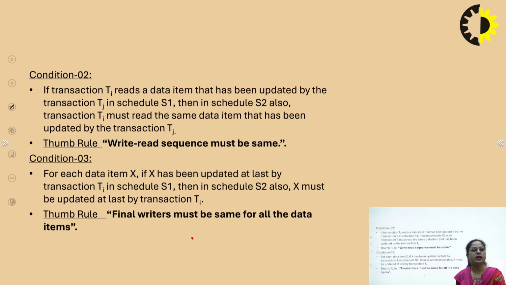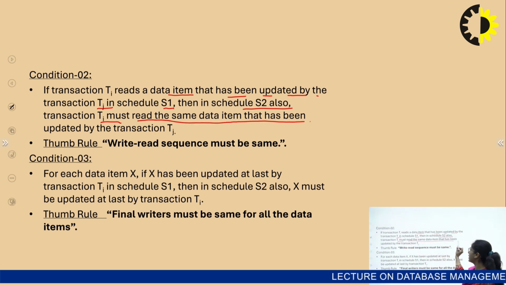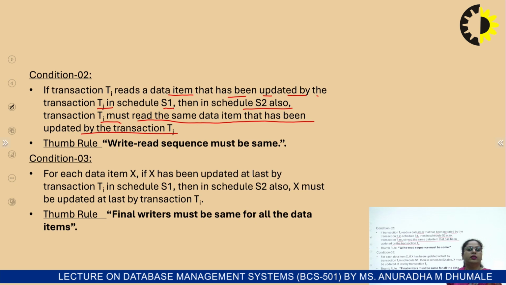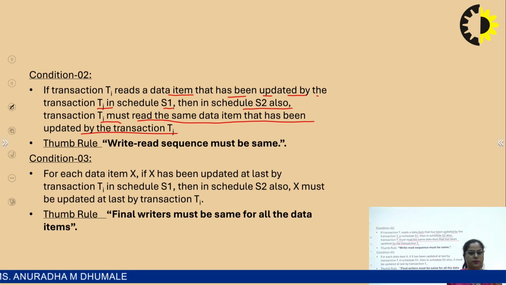The second condition is that the write-read sequence must be the same. If transaction Ti reads a data item that has been updated by transaction Tj in schedule S1, then in schedule S2 also, transaction Ti must read the same data item updated by transaction Tj. The transaction which is updating the value must be the same in schedule 2 also. That means the write-read sequence must be the same.